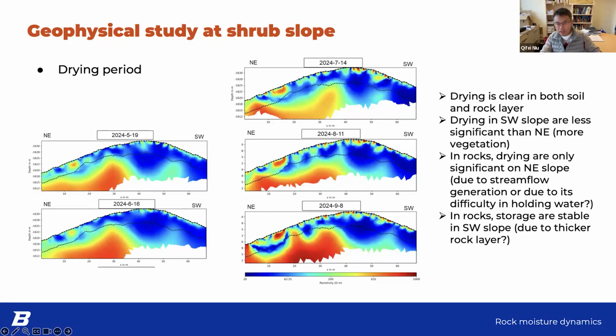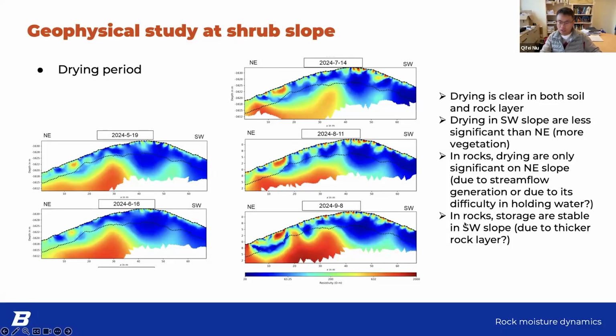You can see the near surface. They are more significant than the other side. Yeah. And also in the rocks, drying is only significant on the northeast slope. That's this region. It's very clear, but it's not clear on the other side of the slope.